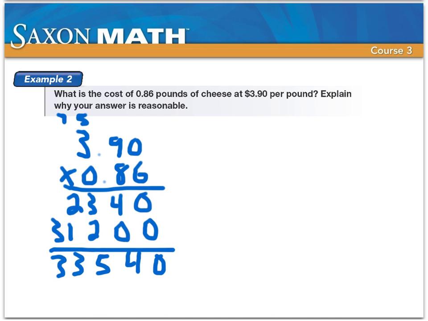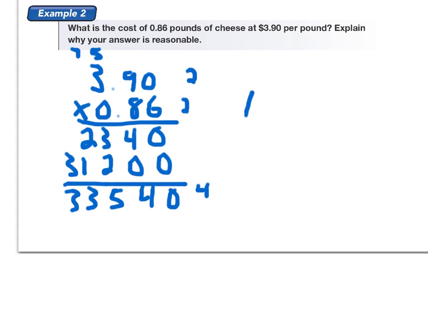Now again, we need to count the decimal places in our answer here. I got 2 up top and 2 in the bottom. That means I need 4 in my answer. So I'm going to start on the right and count 1, 2, 3, 4. Then we go right in here between the two 3's. So I'd get 3.3540.